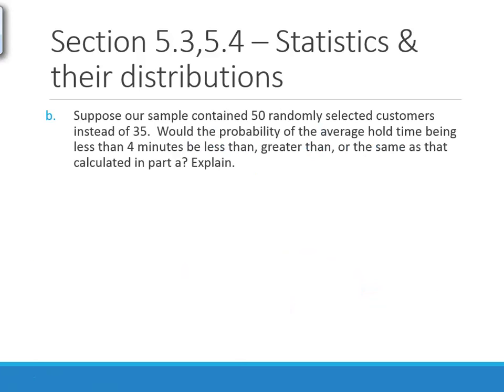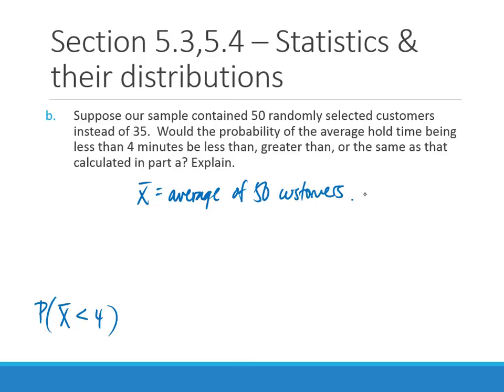Okay, so suppose that instead of looking at 35 people, now we have 50 people. Let's try to think conceptually, what would the probability of the average hold time being less than 4 be: less than, greater than, or the same as the one we just calculated? So I'm going to ask the same probability question. I want to know the probability that x bar is less than 4, but now x bar is the average of 50 customers. Will that probability be less than, greater than, or the same as the one calculated in part A?